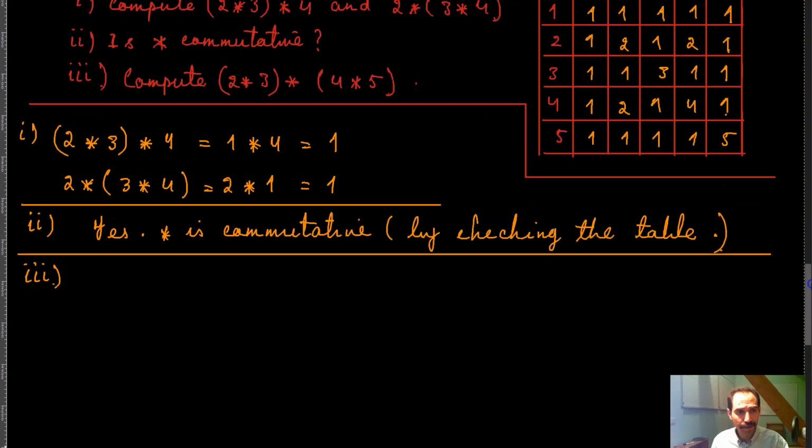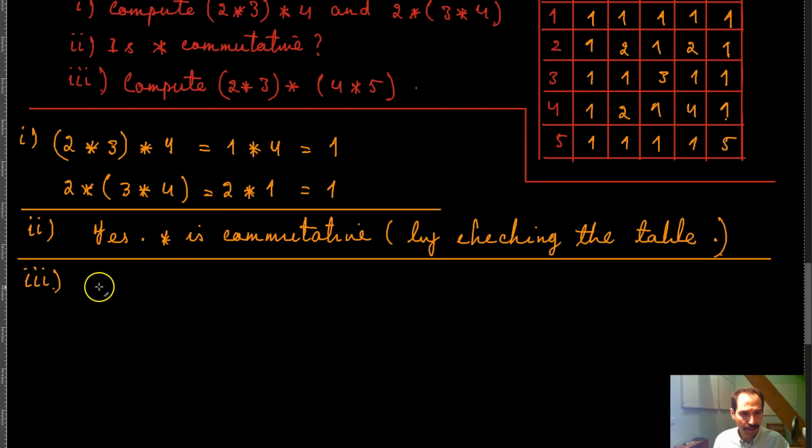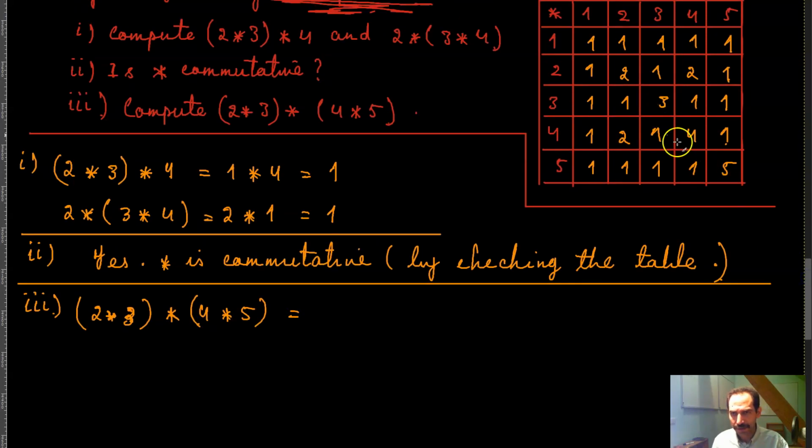Part 3 of this question, we have compute 2 star 3 star 4 star 5. Now 2 star 3 is equal to 1. Star 4 star 5 is equal to 1. And 1 star 1 is equal to 1. So that's basically all of the different parts of this question, right? So now let me take a look at the solution here.